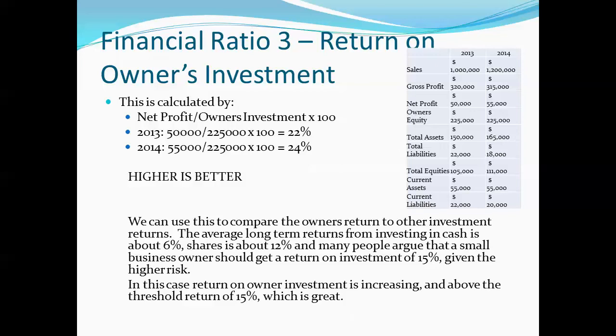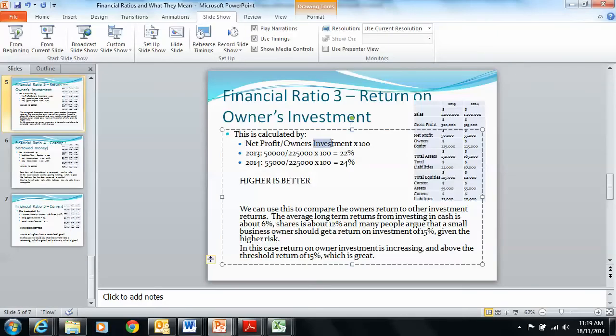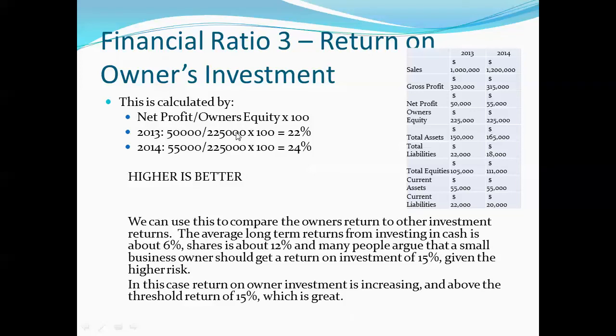So what you're going to do here is calculate net profit divided by owner's equity. So I will use the term we've used in the table. Net profit divided by owner's equity times 100. When we calculate that for 2013, we just find our numbers here, right? So we say, well, here's our net profit figure for 2013. Here is our owner's equity. Divide those, multiply by 100. It's 22% and 24%. Higher is going to be better.